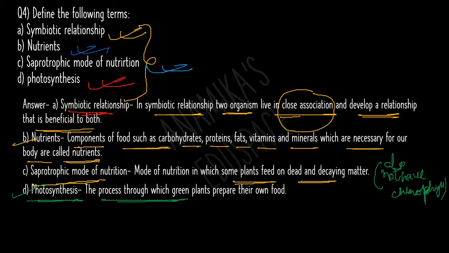Next, D. Photosynthesis. The process through which green plants prepare their own food is known as photosynthesis because they have the green pigment which is known as chlorophyll.